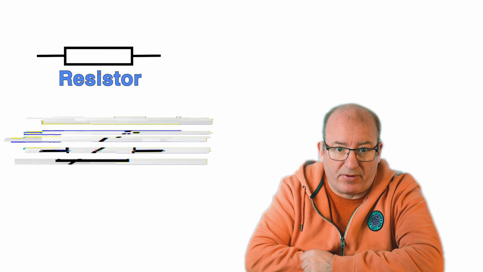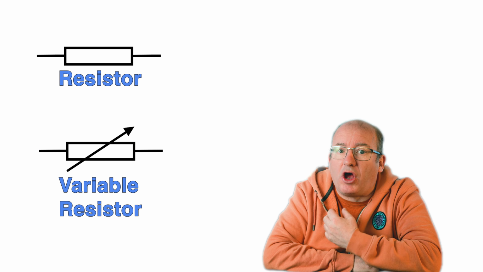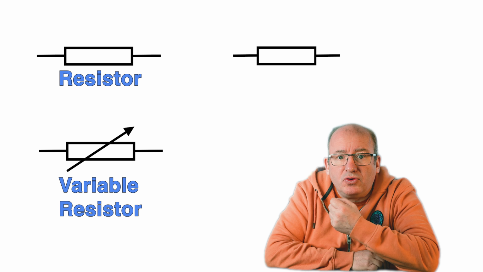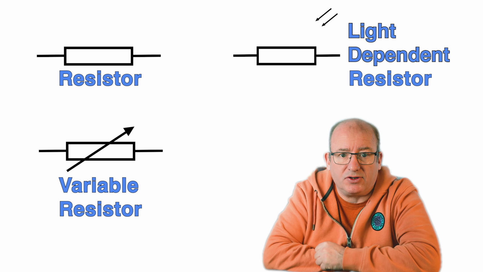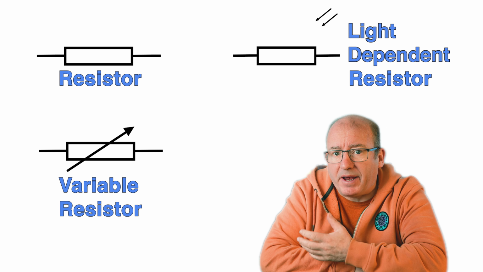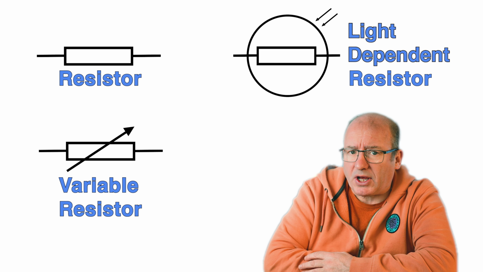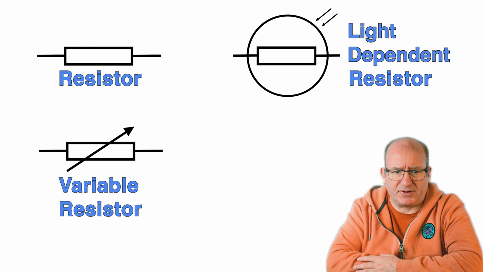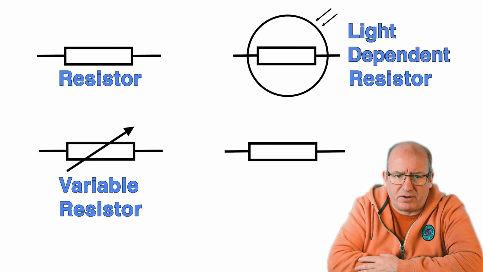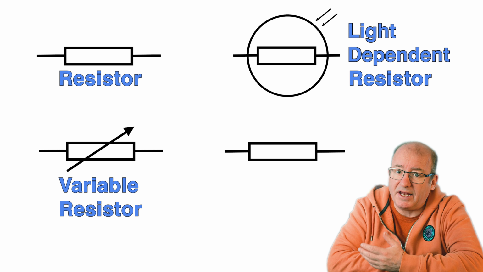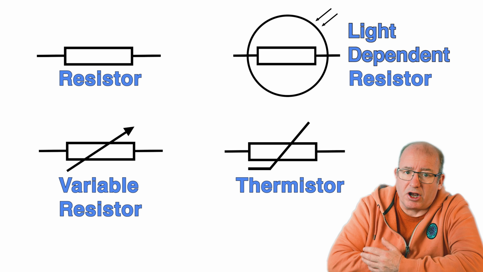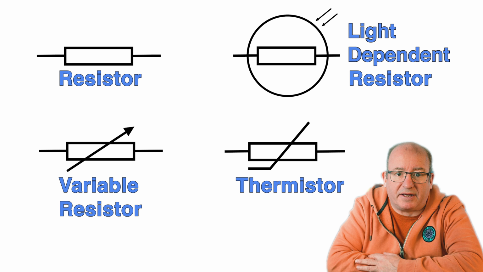This is a resistor. We can make it into a variable resistor by putting an arrow through it. We can make it into a light-dependent resistor by putting two small arrows coming into it to represent the light. You may see it with or without a circle around it. We could also have a temperature-dependent resistor, what we call a thermistor. And we can make it into a thermistor by adding a line shaped like a hockey stick.